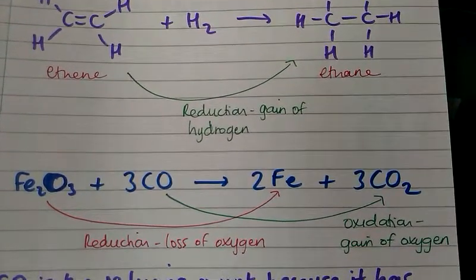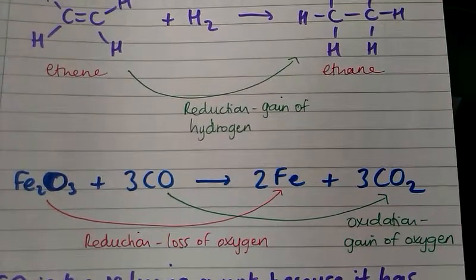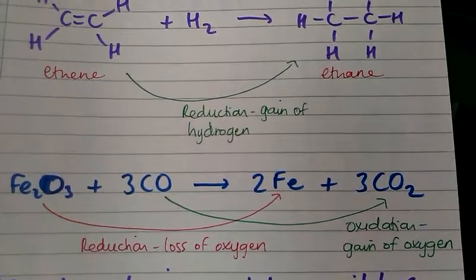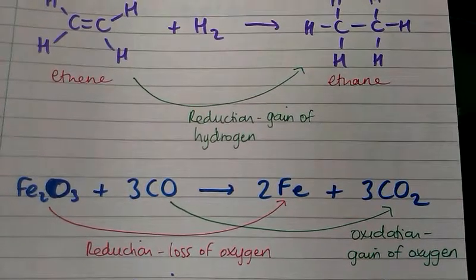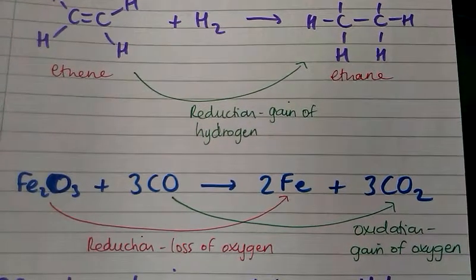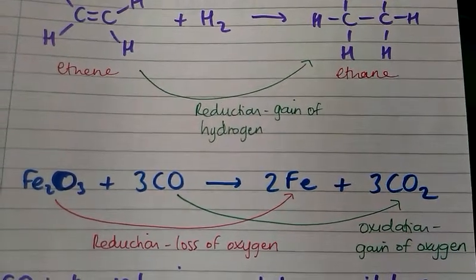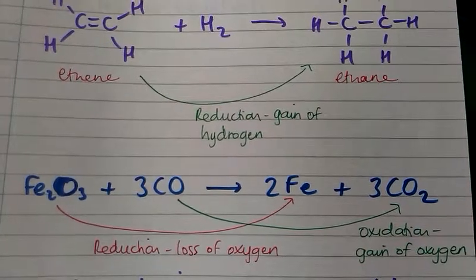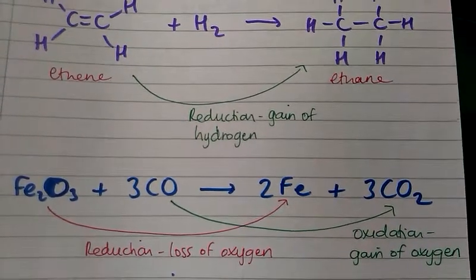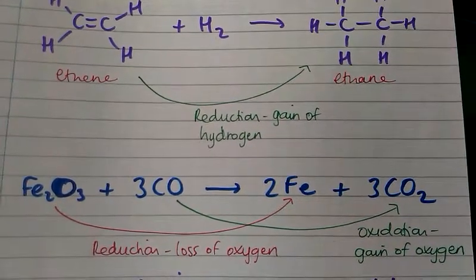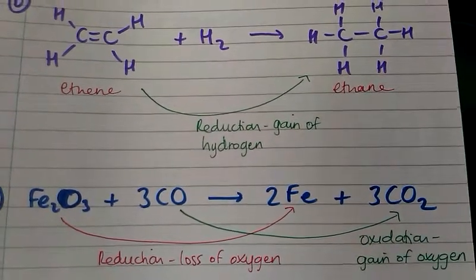Then iron oxide reacting with carbon monoxide to give iron and carbon dioxide. The iron oxide going to iron is reduction because it's lost oxygen, and carbon monoxide going to carbon dioxide is oxidation because it's gained oxygen.